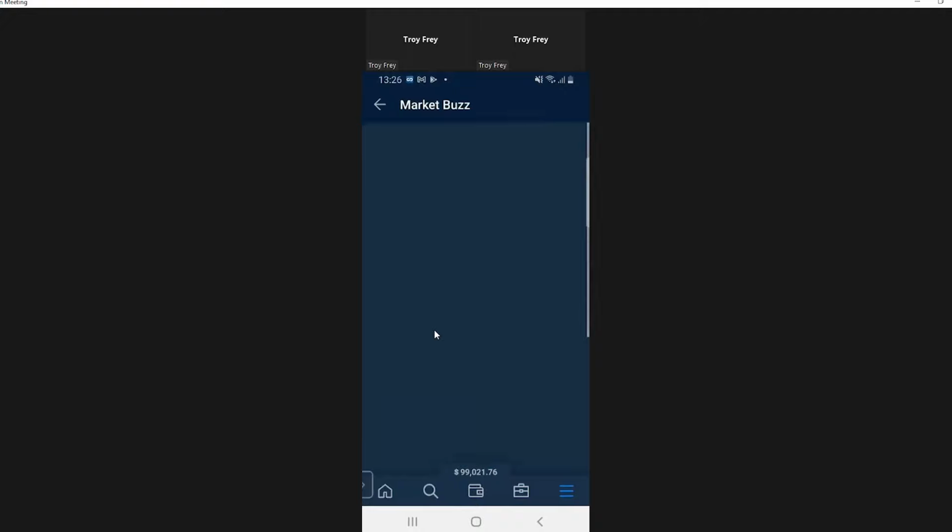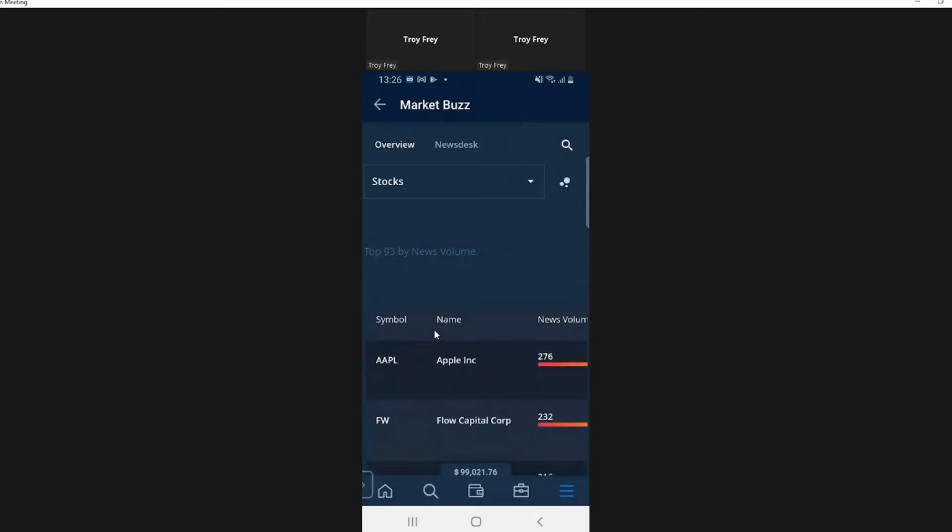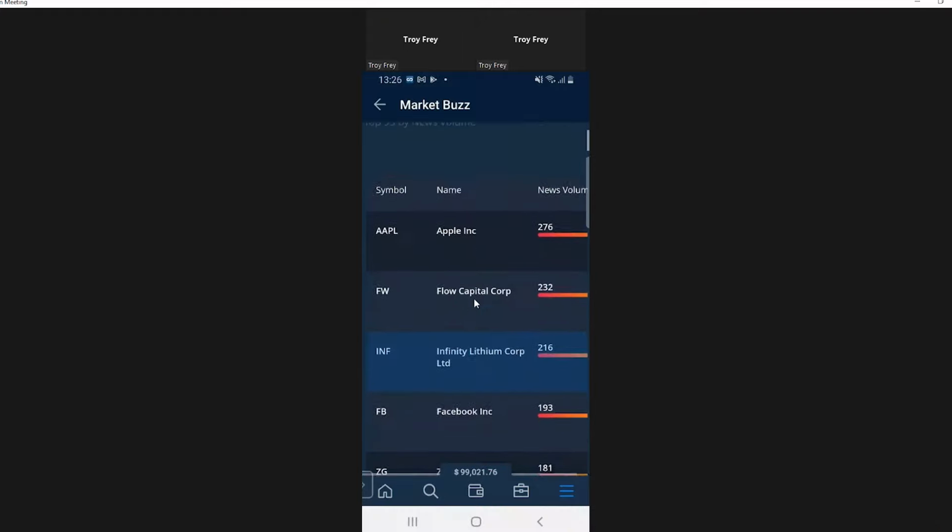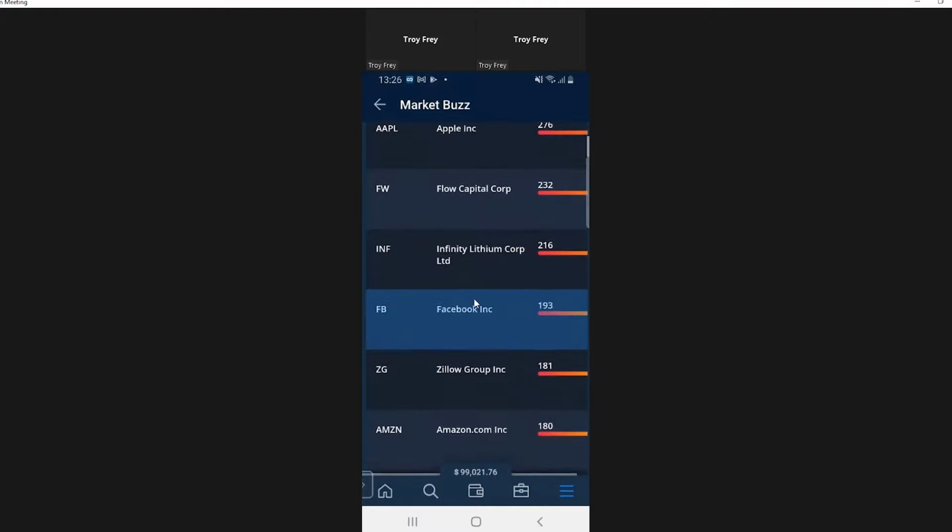And this is focused mainly on stocks, by the way. And you see there's only one category there, stocks. So right away, we see the ones that have the most news volume about them. Apple, Flow Capital, Infinity, Facebook, etc.